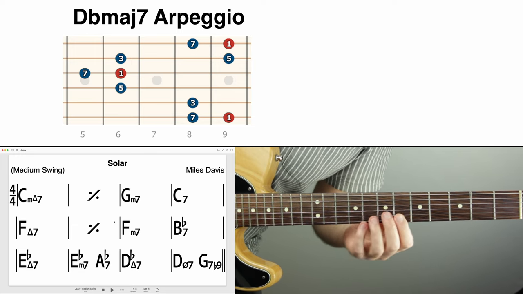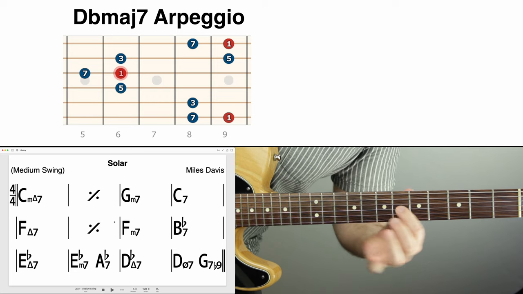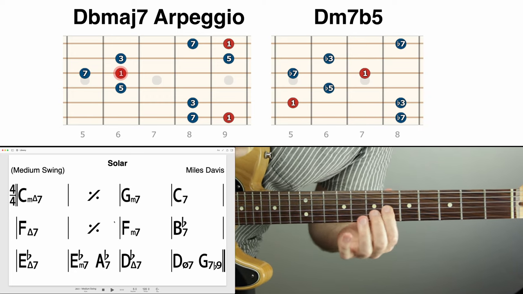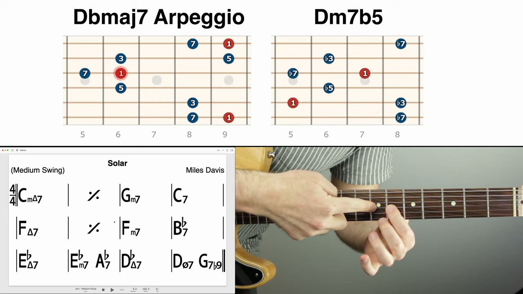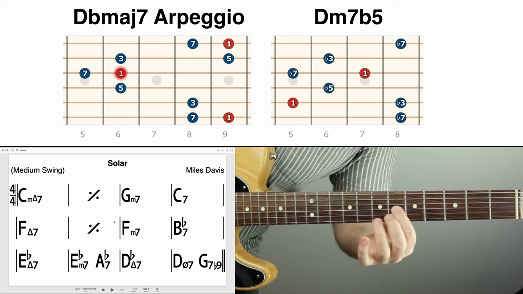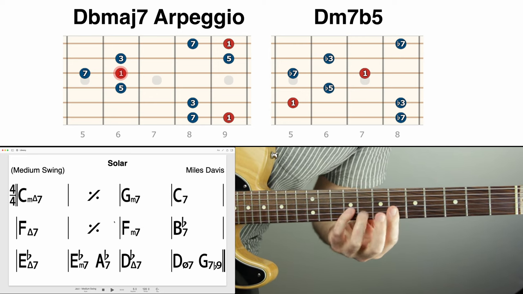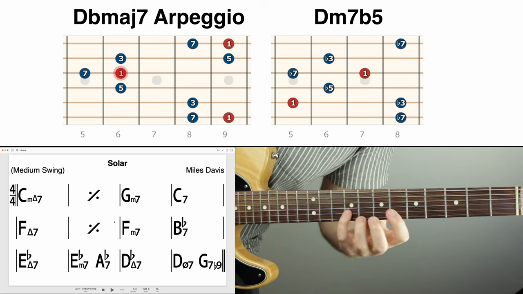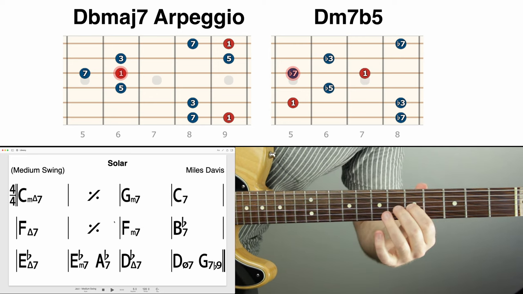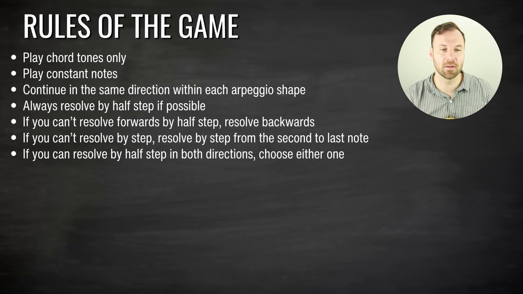One measure of D flat major. I ended here. The next chord is D half diminished. That's the root of it. That's the flat seven of it. Either side, you can just resolve to either of those. Sounds good. Okay. So either direction, if you're in between two half steps, then it's great. You have great voice leading either way.